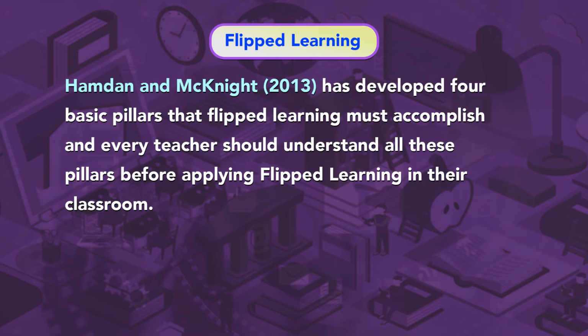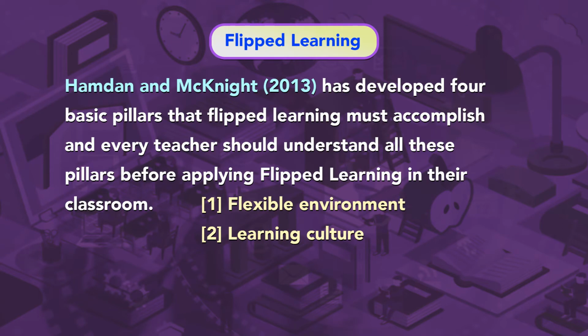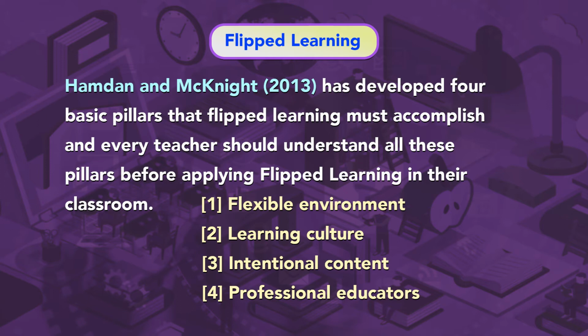Now, moving ahead, Hamdan and McKnight have developed four basic pillars that flipped learning must accomplish, and every teacher should understand all these pillars before applying flipped learning in their classroom. First, flexible environment. Second pillar is learning culture. Third pillar of flipped learning is intentional content. Fourth and the last pillar of flipped learning is professional educators.